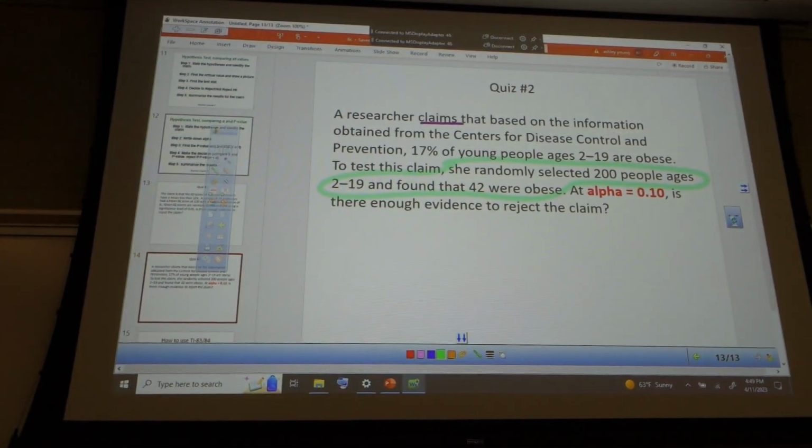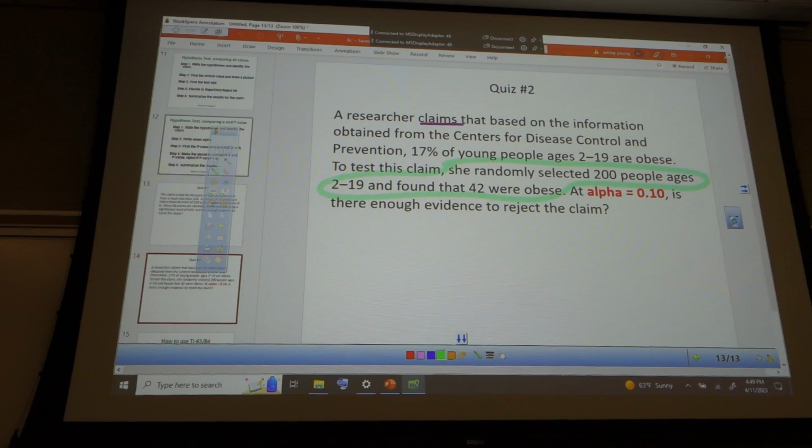So let's take a look. Our claim is that 17% are... Is this a mean or a proportion? Proportion. How do you know it's a proportion? There's a percent, 70%. And also there's no mean or standard deviation on here. So my claim will be that the proportion is, "is" being another word for equals, 17%.